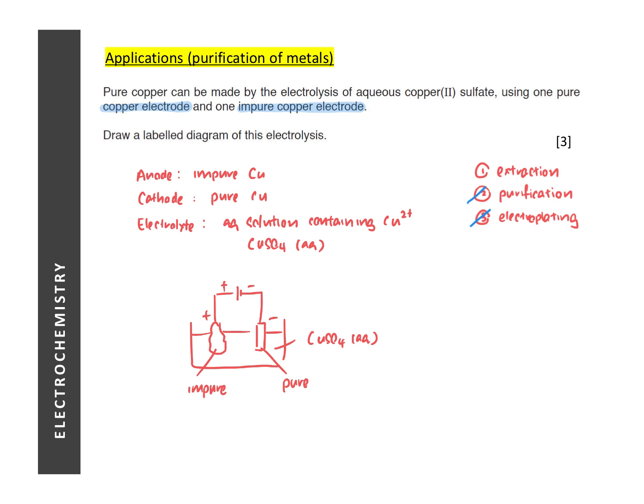If we have a setup like this, what will happen is that in your impure copper, your copper atoms will be oxidized to copper(II) ions, and then the copper(II) ions in solution will be reduced to form pure copper on your pure copper cathode. What will happen to the impurities in your impure copper is that they will simply fall down or be deposited at the bottom of your anode.